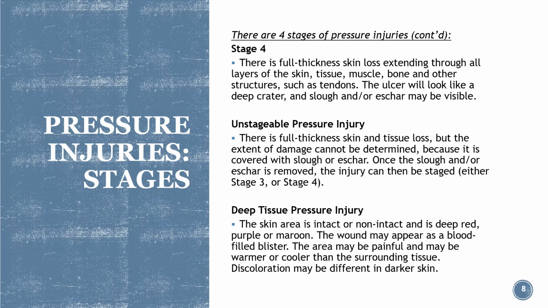Deep tissue pressure injury. The skin area is intact or non-intact and is deep red, purple or maroon. The wound may appear as a blood-filled blister. The area may be painful and may be warmer or cooler than the surrounding tissue. Discoloration may be different in darker skin.